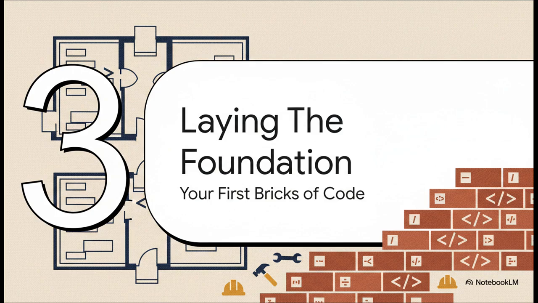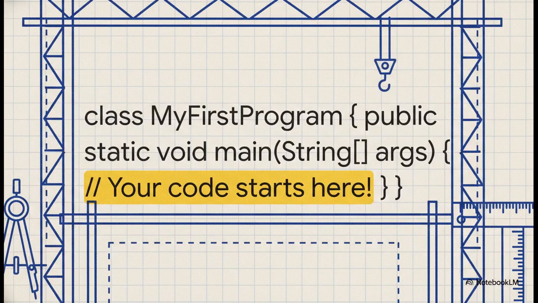It's time to write our very first bricks of code. Okay, I know this might look a little intimidating, but don't worry. This is the basic scaffolding for pretty much every Java program you'll ever see. The class line names our blueprint, and that main line inside it, that creates the official starting point. All the real work, all the magic happens right where it says your code starts here. We're going to break these pieces down right now.